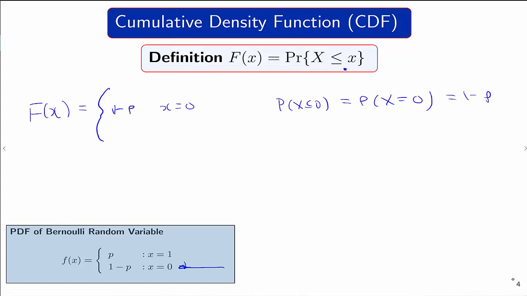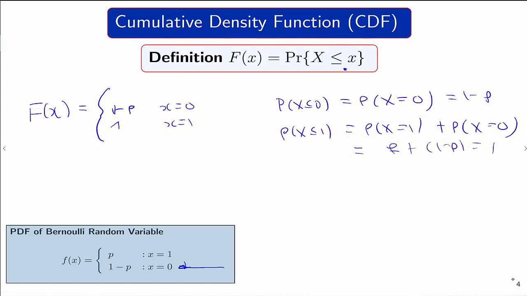Then evaluate the function at 1. The probability x is less than or equal to 1 is just the probability x is 1 plus the probability x equals 0. All other outcomes have 0 probability. Well, this will be p plus 1 minus p, which is just 1, because that exhausts every possible outcome. Again, evaluating any x greater than 1, we get 1, because the probability x is less than or equal to 2, 3, 4, 5 is just 1, because every possible outcome is within there.